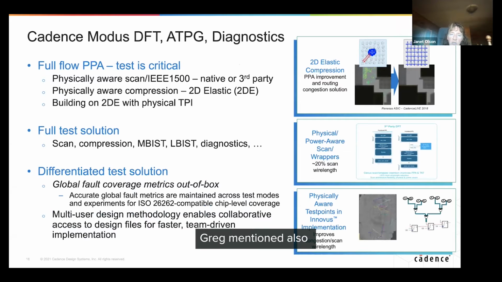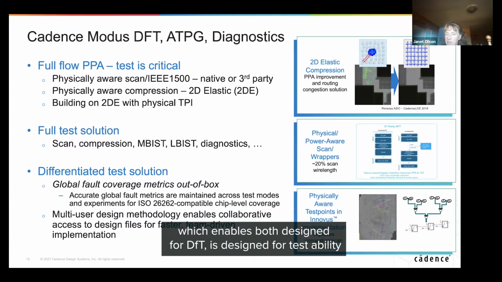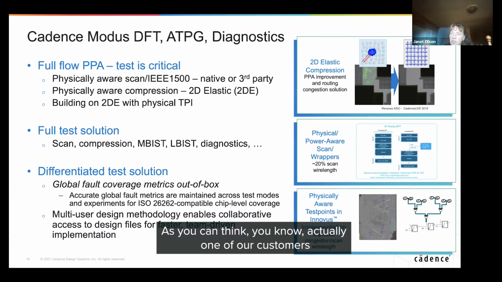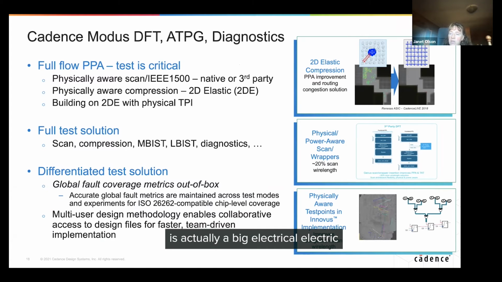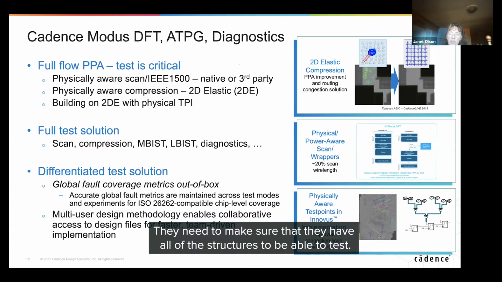Greg also mentioned another product that I'm responsible for, which is Modus. This is our test solution, which enables design for test, DFT, which is design for testability. Design for testability is all of the structures that you need in order to test and get high pattern coverage. As you can think, one of our customers is a big electric automotive manufacturer. They need to make sure that they have all of the structures to be able to test.